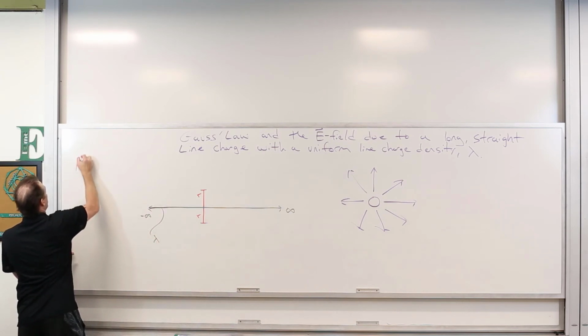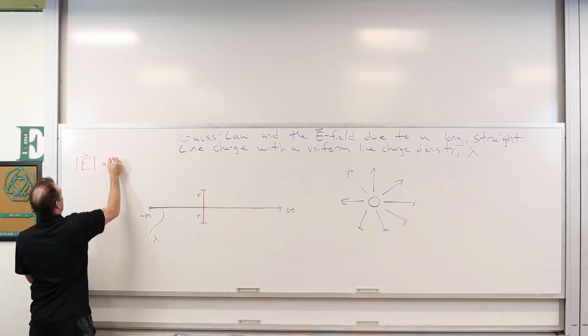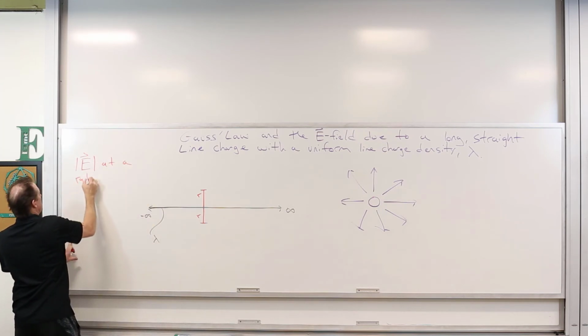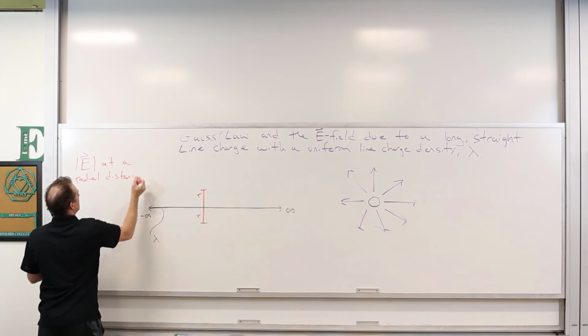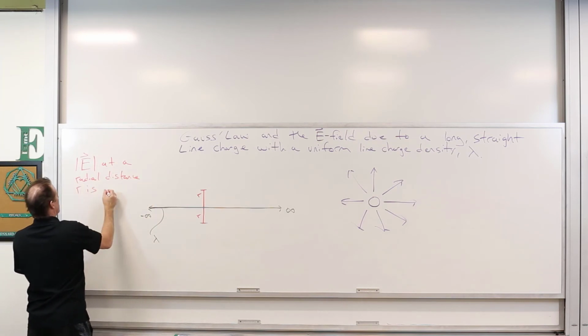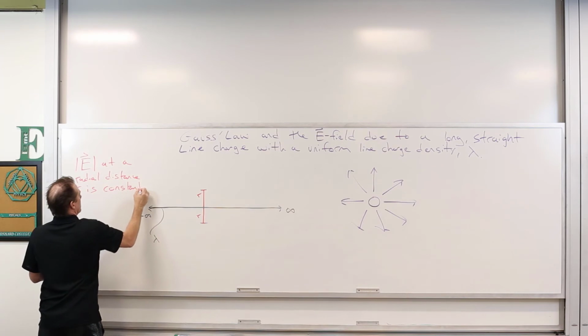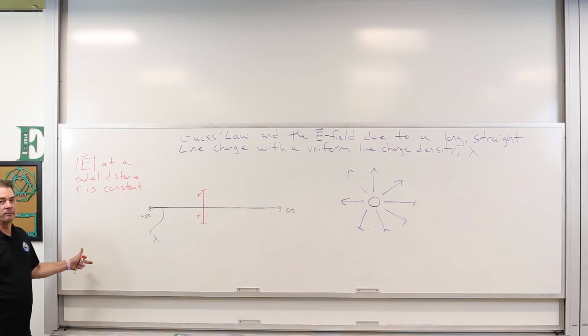The magnitude of E at a radial distance r is constant. That's good. That's something we argue out and say, yeah, that has to really be the case for this particular type of distribution here. That actually fits criteria number 1 for utilizing Gauss's law and figuring out some Gaussian surface. So then the other one is, what about the direction?